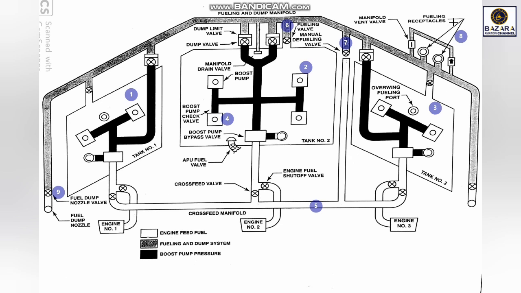What is the function of the fueling receptacles? The fueling receptacles here are used for fueling the tanks. How does that work? When we see the opening area here, it is used to take the nozzle of the fueling truck, and the fuel will go from this to the fueling valve and enter tank number 2. After that, it will go to the fueling valve and enter tank number 1, and here it will open the fueling valve and enter tank number 3.